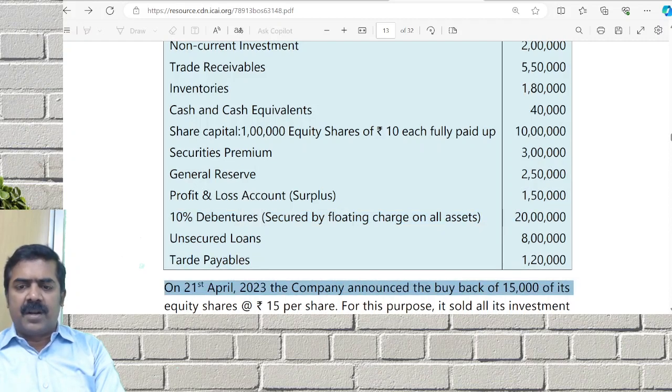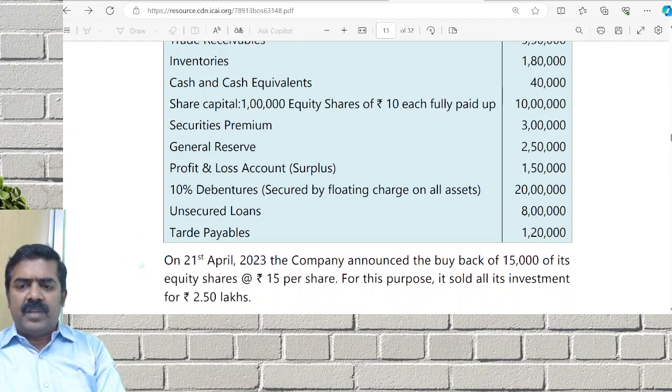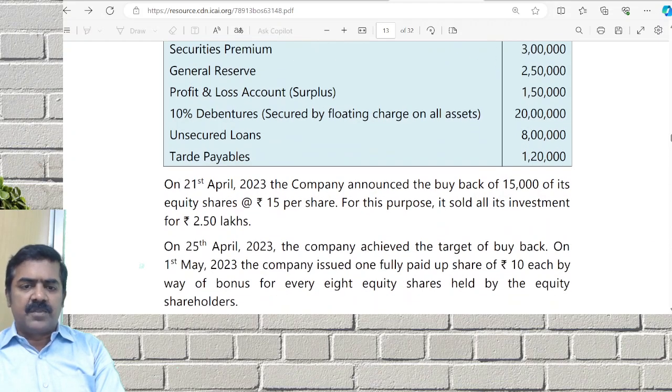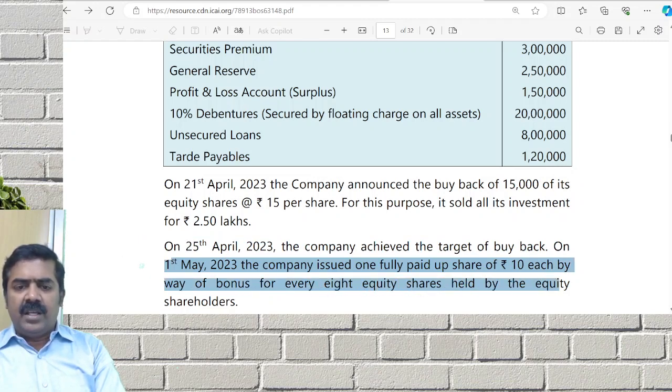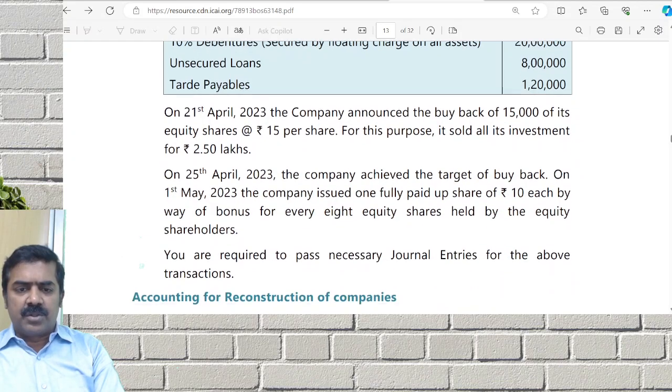On 21st April, the company wants to buy back 15,000 of the equity shares at the rate of 15 rupees per share. For this purpose, it sold all the investments for 2.5 lakhs. On 25th April, the company achieved the target of buyback. On 1st May, the company issued one fully paid up share of 10 each by way of bonus for every 8 equity shares held by equity shareholders.